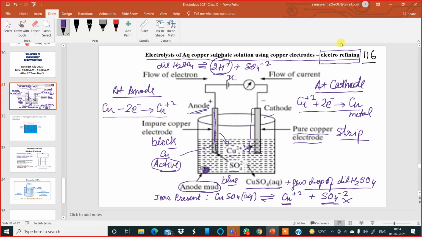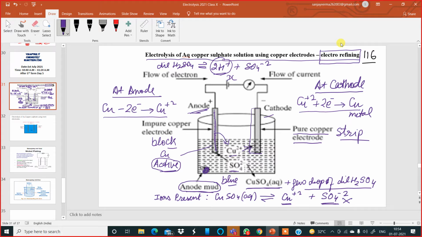So they will ask you, why does the blue color of copper sulfate solution not fade during the electrolysis of aqueous copper sulfate solution using copper electrodes? You must give the answer in this way. The blue color doesn't fade away because for the loss of every copper ion at the cathode, a copper ion is generated at the anode. So, as long as copper ions are there in the electrolyte, the blue color will be retained. Am I clear?